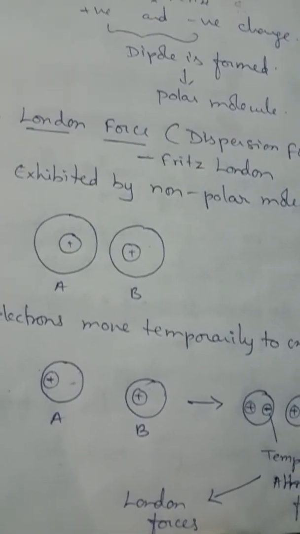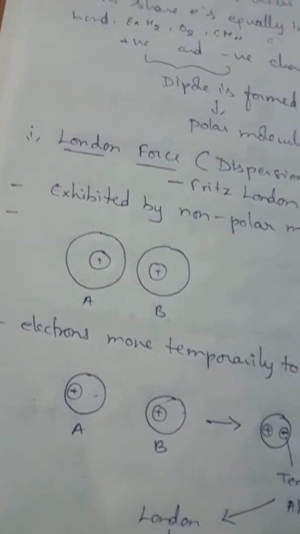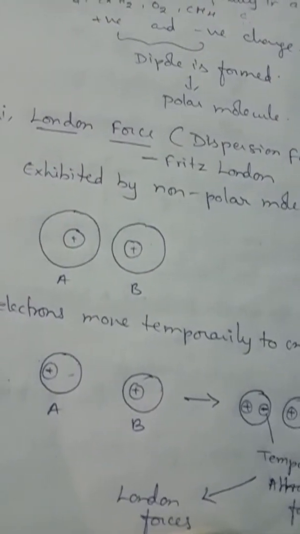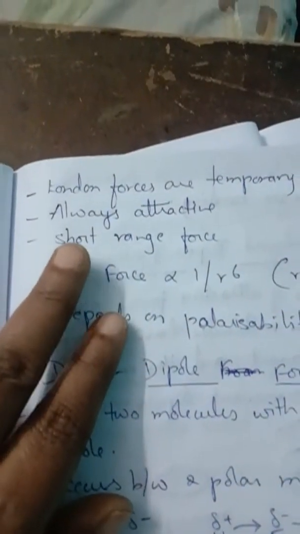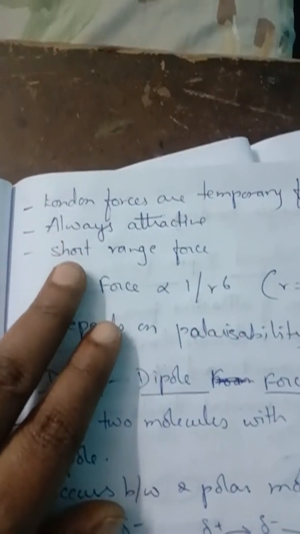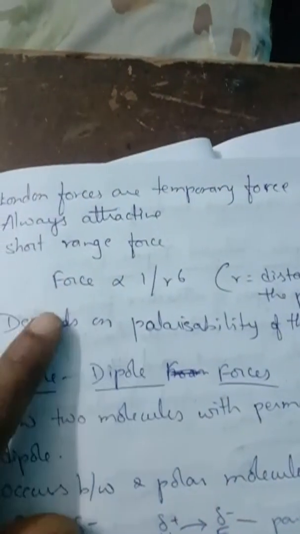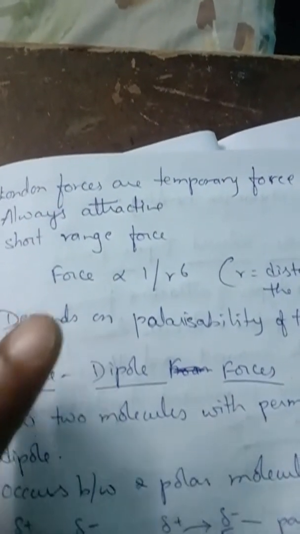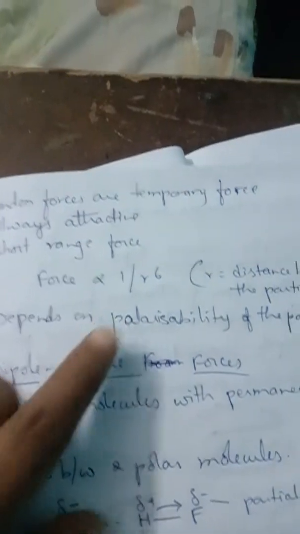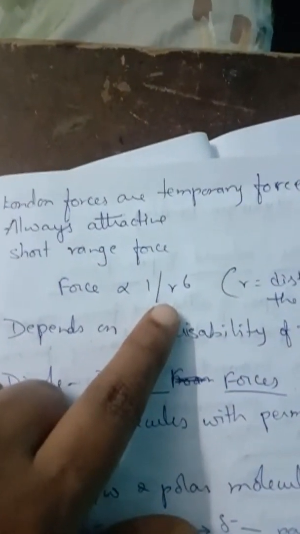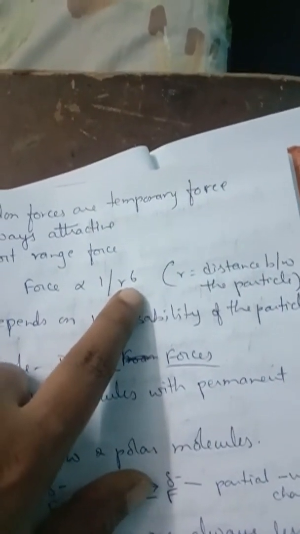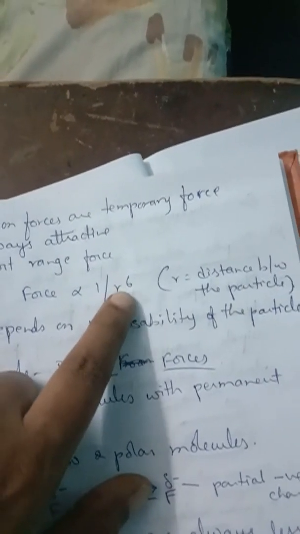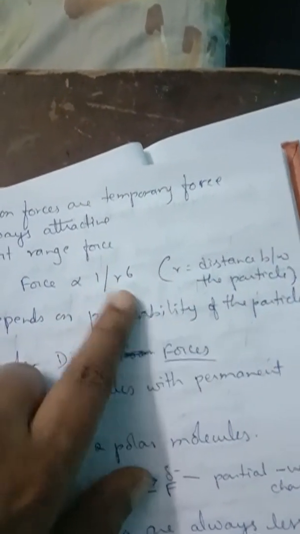London forces are also known as temporary forces. These temporary forces are always attractive, and they are short range forces. The interaction energy is always inversely proportional to the sixth power of the distance between the two interacting molecules. So F is directly proportional to 1 by R^6, where R is nothing but the distance between the particles.